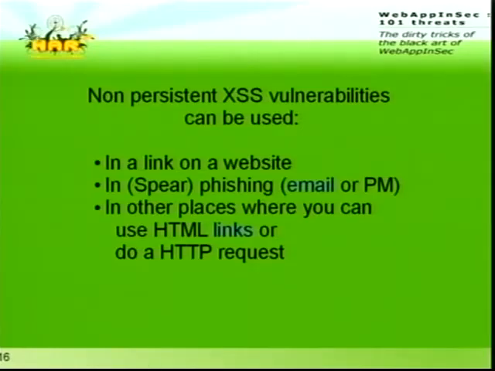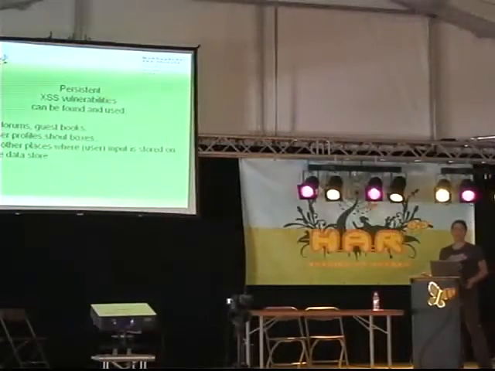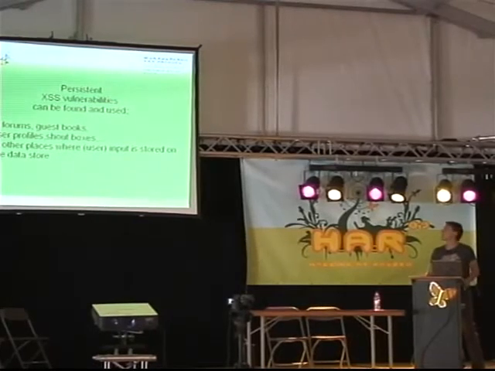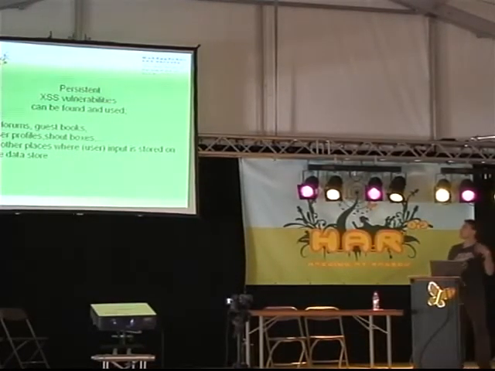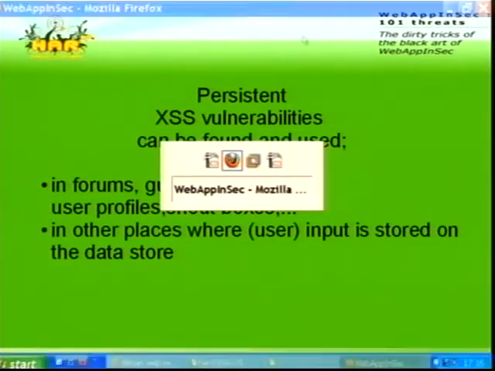Cross-site scripting vulnerabilities. We're going to have a look at the persistent cross-site scripting vulnerabilities right now. They are more severe because you don't need to lure anyone into opening a URL or something. You can just inject it into a forum, a guest book, or anywhere else where user input is stored on the data store to later be reflected in the website. I'll give an example of that.